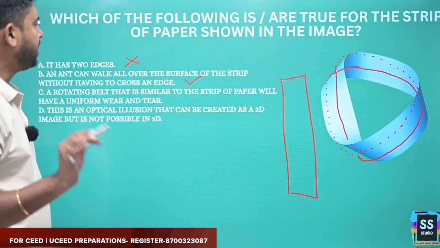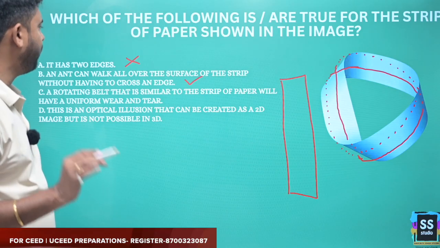A rotating belt that is similar to the strip of paper will have a uniform wear and tear.